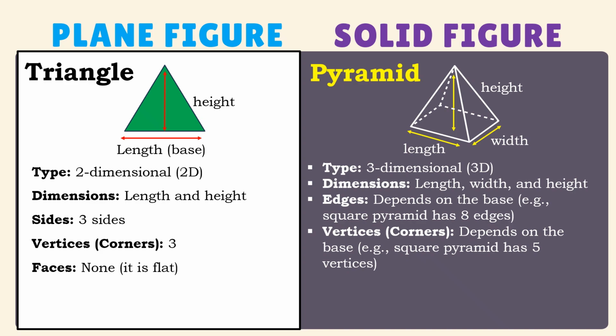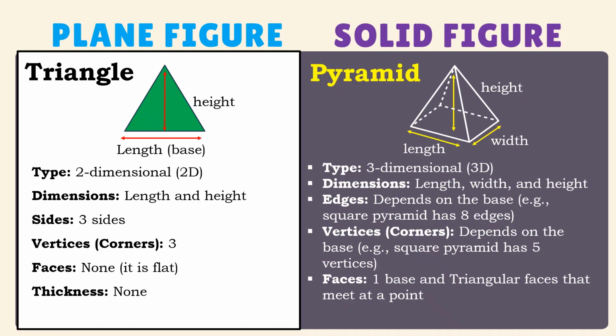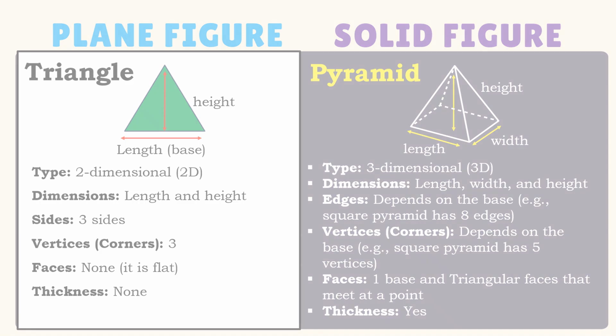A triangle has no faces because it is flat, while a pyramid has faces: a base, and triangular faces that meet at a point. A triangle has no thickness, while a pyramid has thickness or height.